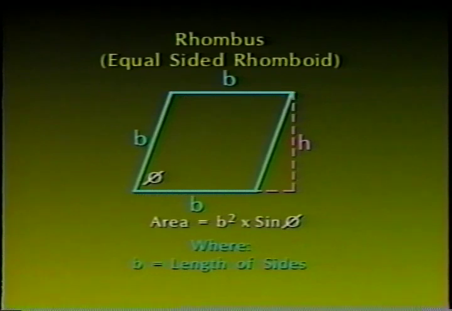This graphic shows a parallelogram or rhomboid with all sides of equal length. This figure is a sketch of a rhombus. Its area is computed from the formula: area equals B squared times sine theta, letting B equal the length of the sides.